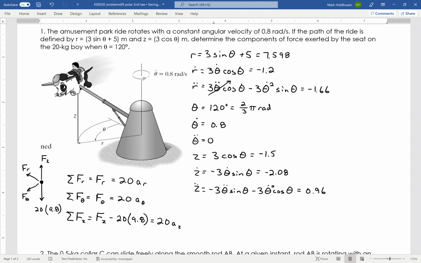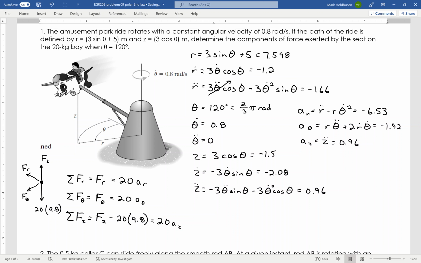Now I can calculate all of my accelerations. I'm running out of space here. a_r, you'll remember, is r double dot minus r theta dot squared. Plugging in all the values that I've got there, I get negative 6.53. Do the same thing with a_theta, which is r theta double dot plus 2 r dot theta dot. Plugging in all of my values, I get negative 1.92, and then a_z simply equals z double dot, which I directly have as 0.96.